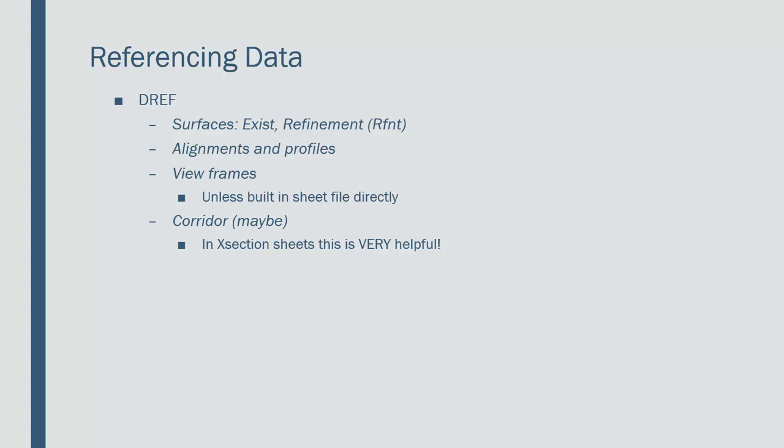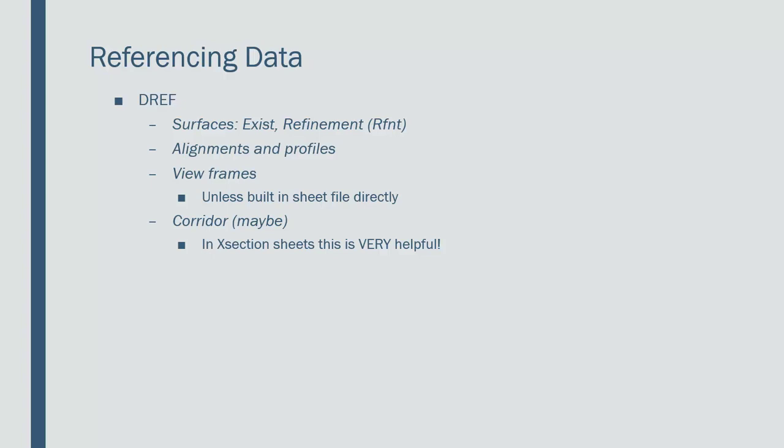You'll also data reference in alignments and profiles. You may or may not need them in some cases, but if you ever need alignment labels, then just bring in the alignments. If you were to bring in profiles and didn't need them, that wouldn't hurt anything, but it does make the profiles available if you're doing plan and profile sheets, that type of thing. Also, the view frames, as we've discussed, unless you've built them in the file that you're using directly, you will want to data reference in the appropriate view frames. You may have several different versions. You need to bring in the right scale and so forth.